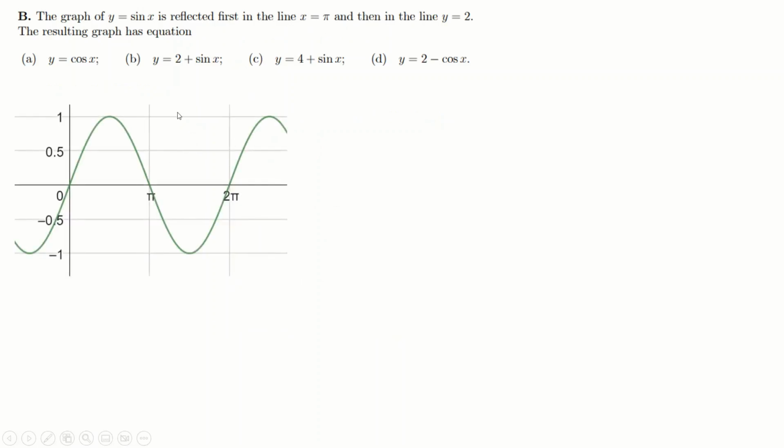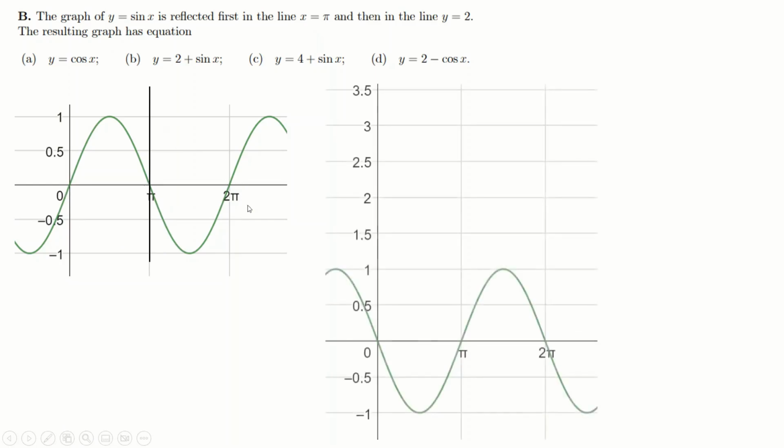It's reflected in the line x equals pi, so that's this line here, which means this curve is going to reflect down to here, this curve is going to reflect up to here, and you actually just end up with negative sine, which is drawn here. I've put some space up here and you'll see why. The line y equals 2 is up there, and now we're going to reflect this in that line there.